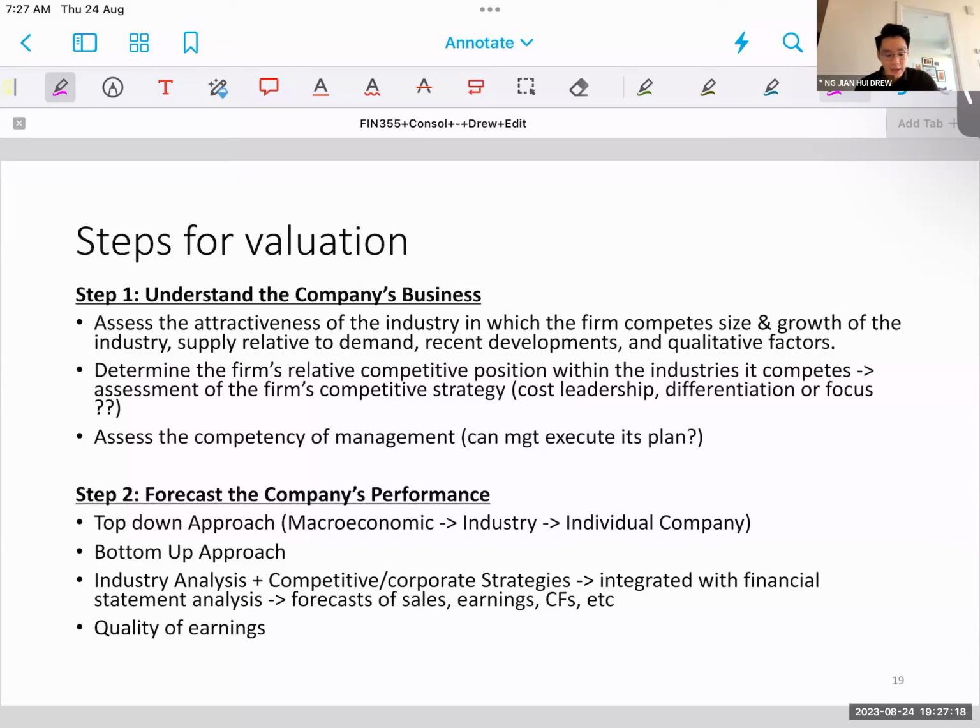So we have step one. Basically what we do is we try to assess the industry. We'll later talk about the firm size, the competitors, the growth of the industry, and demand and supply. So we'll talk about economic conditions, if you like to put it that way. We'll talk about the relative competitive positioning and the competency of the management. This is step one, right? So we want to understand the company first.